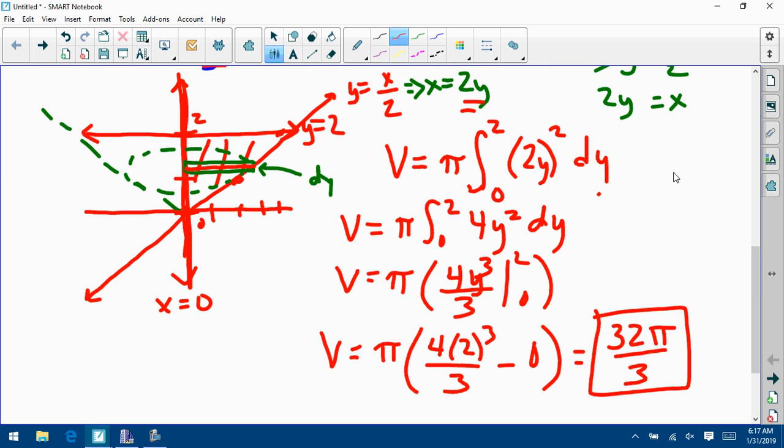All right, so the important thing with that one is just to remember to make sure your variables are agreeing. So right now, if we're perpendicular to the y-axis, we're dy, and that means we need to be in terms of y, which sometimes we have to manipulate our equations a little bit. All right, I got 2 more before quiz review.